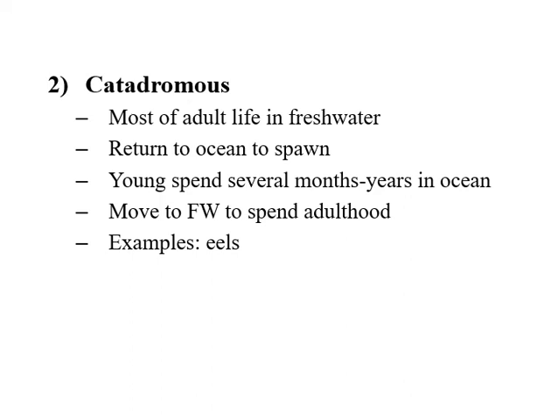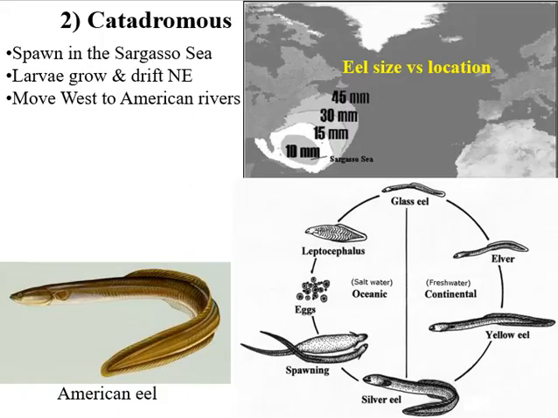And then the young, the larval young, develop in the ocean. They're dispersing in the ocean. They're moving around. And then they move back into freshwater when they reach a certain age, a certain size, and that's where they spend their adult life.